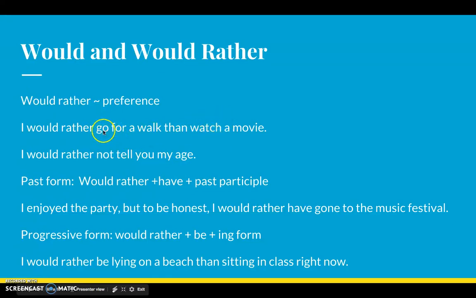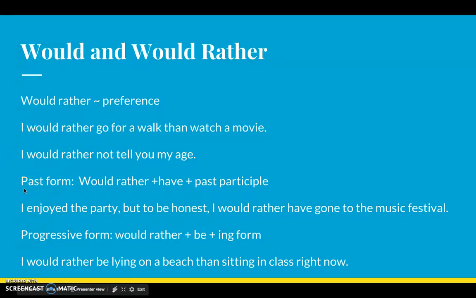If you are using two verbs that are the same, I would rather study French than biology. You could say, I would rather study French than study biology, or I would rather study French than biology. So if you're using the same verb, the exact same main verb twice, you may omit it the second time if you like. We use would rather not to describe things we would prefer not to do. So I could say, I would rather not tell you my age.